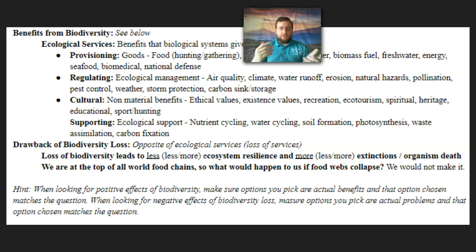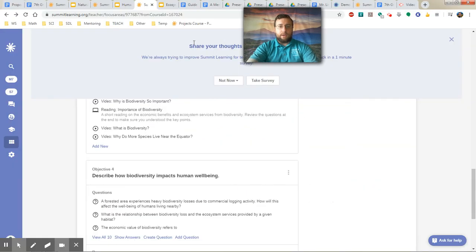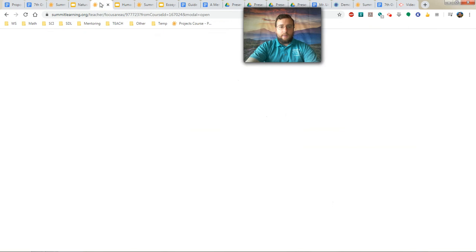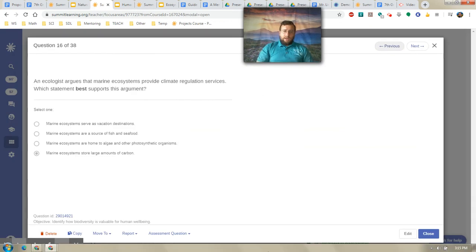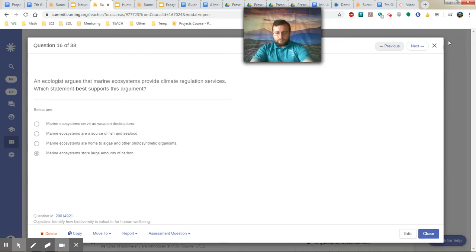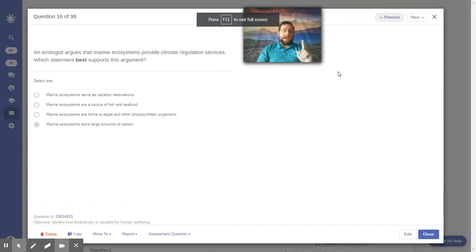So I wanted to show you one example of this so that we can actually understand what I'm talking about. This is an actual test question. An ecologist argues that marine ecosystems provide climate regulation services. Which best supports this argument? Now, remember, what I'm looking for here is a match in tone. So this sounds like a positive effect of life, so I'm looking for answers which are also positive.